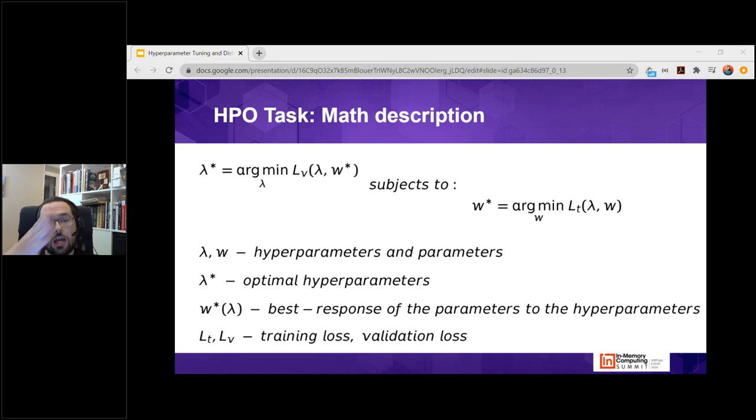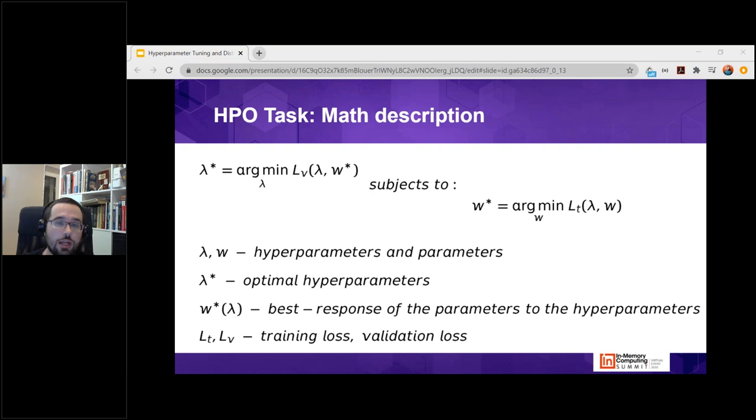Later I will give some definitions of how to tell model parameters from hyperparameters. A bi-level optimization problem consists of two sub-problems called the upper-level and lower-level problems. The upper-level problem is solved subject to the optimal solution of the lower-level problem, as presented on this slide. I will explain two equations here. They are bound to each other: lambda and W, hyperparameters and parameters, respectively. Lambda with an asterisk is the optimal hyperparameters. We want to find the optimal hyperparameters subject to the best response of the parameters to the fixed hyperparameters passed to the lower level.